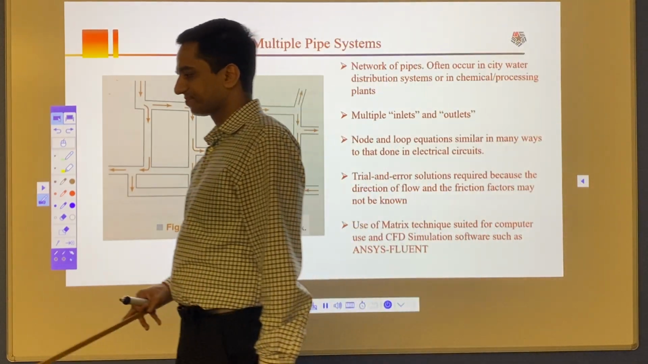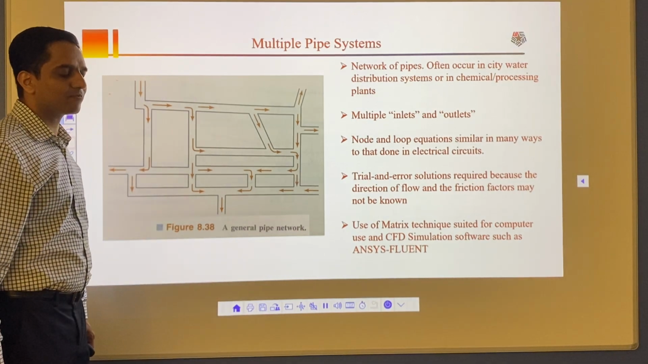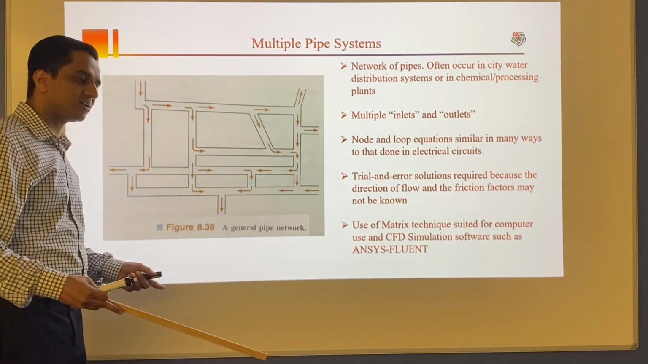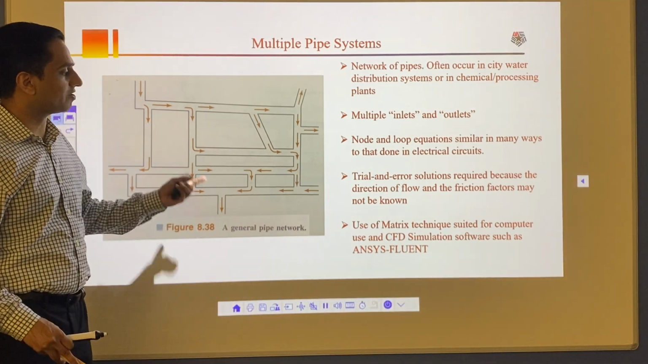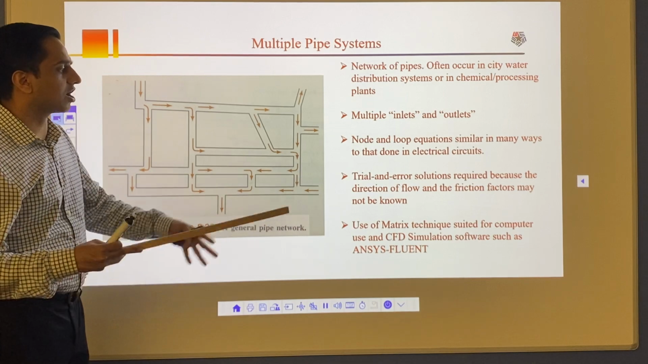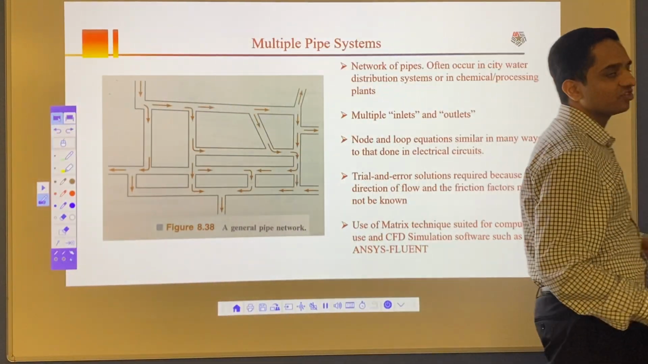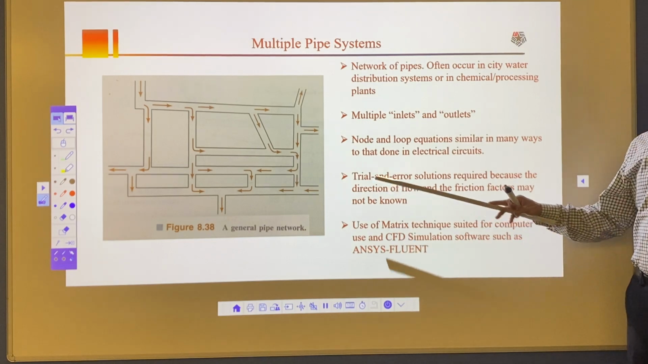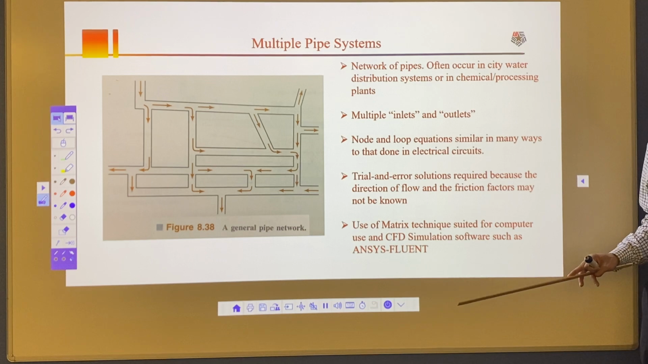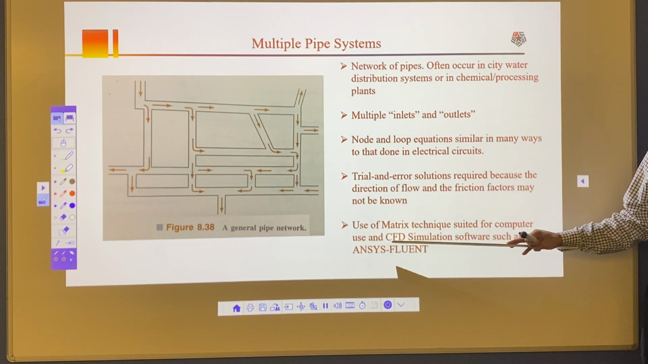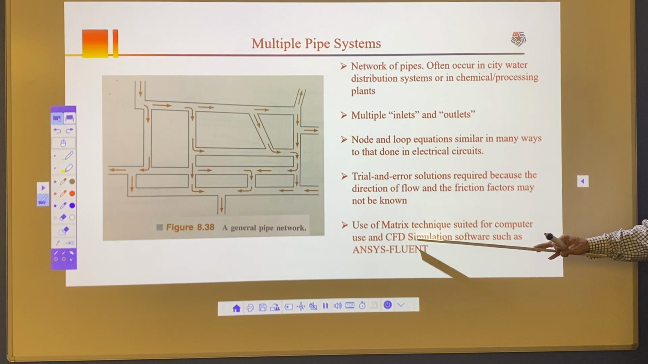What to do if you have more than one pipe in this combination of parallel and series, like this one. Multiple inlets, multiple outlets, we have parallel flow, series flow, all the complex things going on. In the past, people used to do trial and error solutions, because we didn't know exactly what's happening, so trial and error was the best way. But nowadays, you don't have to do trial and error, you can simply use computers, computational fluid dynamics simulation.